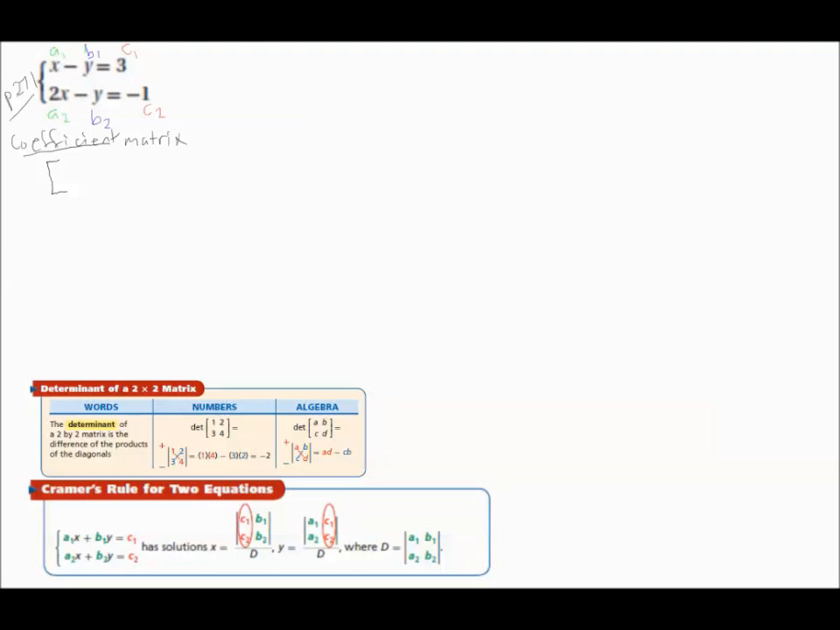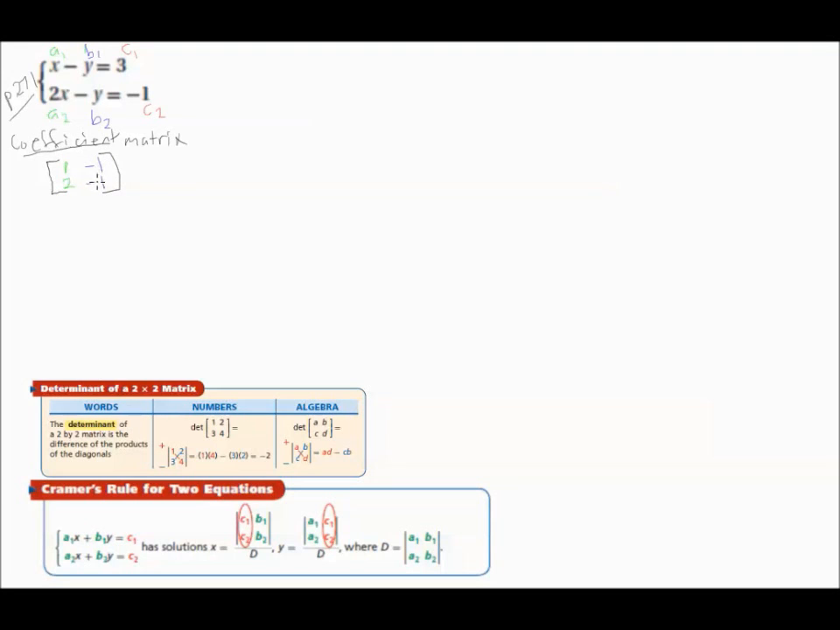So our x coefficient in the first equation is 1. And our y coefficient in the first equation is -1. In our second equation, our x coefficient is 2. And in our second equation, our y coefficient is -1 as well. So here we have our coefficient matrix made up of the coefficients from this system: 1, -1, 2, -1. My x and my y coefficient, my x and my y coefficient.